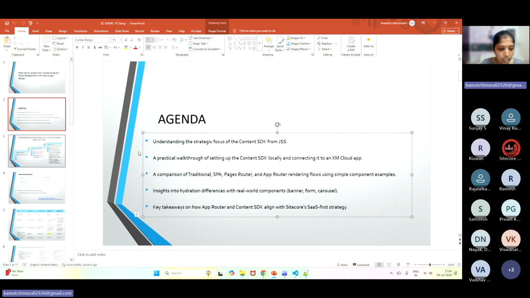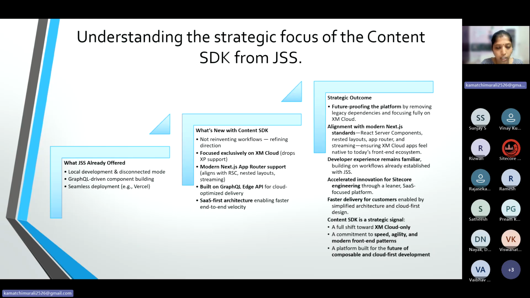To get started with JSS: JSS evolved with the headless transition. You are all aware that the monolithic to headless transition evolved with the JavaScript Sitecore Services framework. It offered local development with a disconnected mode, where the front-end application can be developed independently and hosted on a separate hosting server, on a platform similar to Vercel. We can call it a rendering hosting cycle.